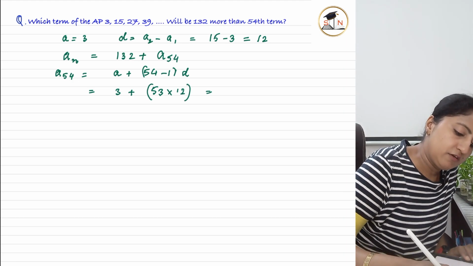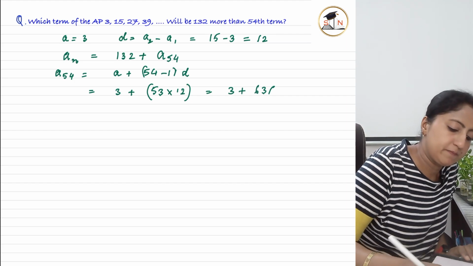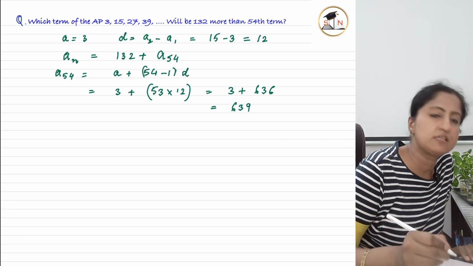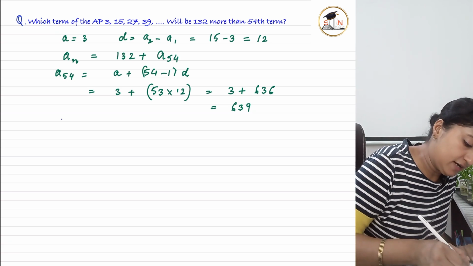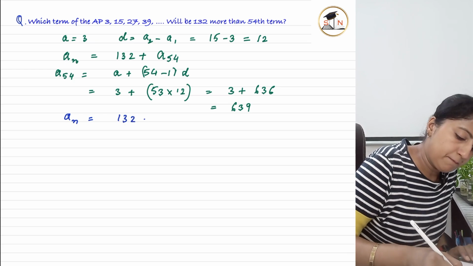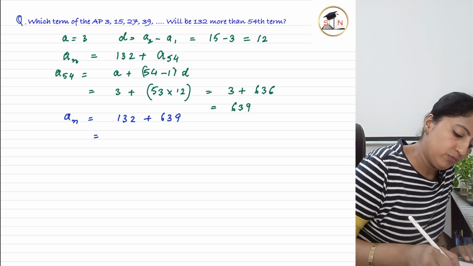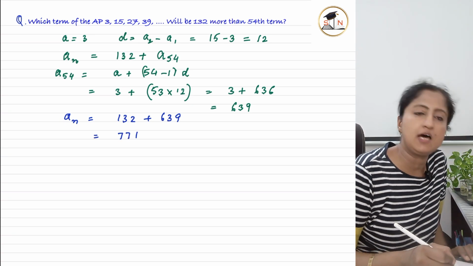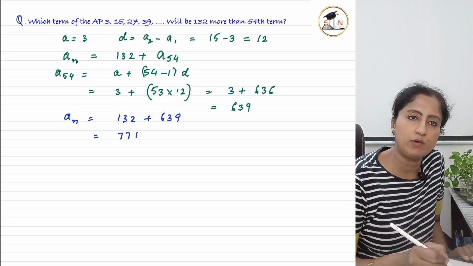Now, 53 times 12 is 636, and we get our answer as 639. This is the 54th term. Now, let's go back to the relation. We had a_n equals 132 plus 639. What do we get over here? We get 771. This is our nth term. The general term over here is coming out as 771.